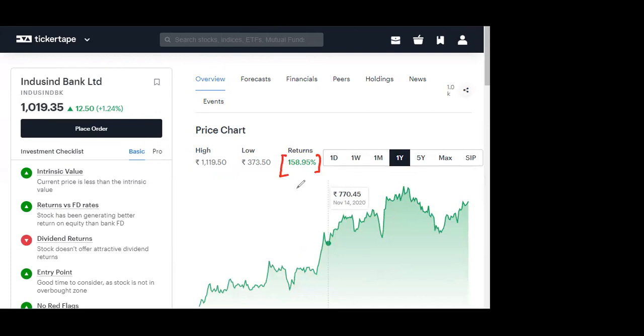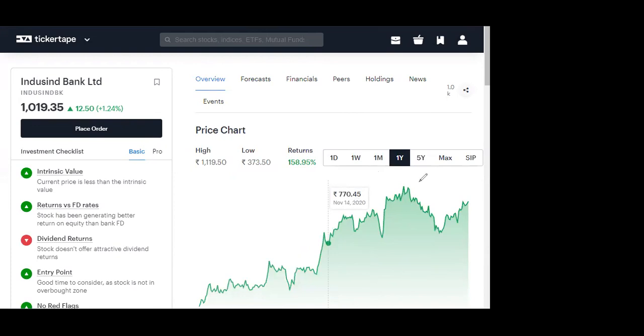Tell me, IndusInd, in 1 year, what is the return? Around 160%, right? Around 159, 160%. Yes or no? But it is actually more than that. It is your compounded one.